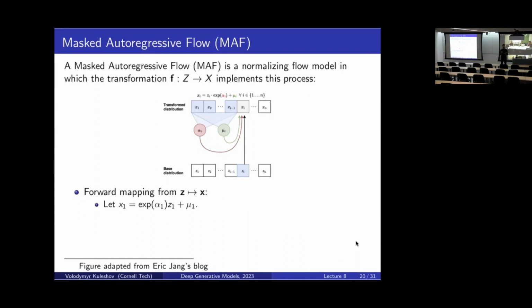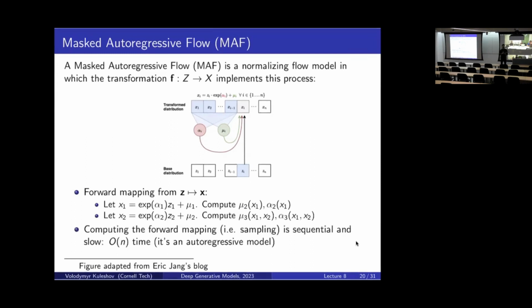The first component x1 is defined via the following formula. Now that we have generated x1, we go and we compute the parameters mu2 alpha 2 over x2. Then we compute the second component x2. And then we compute the parameters of the third component. Then we compute the third component, etc. So this defines a generative process.